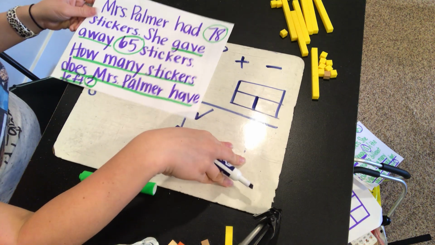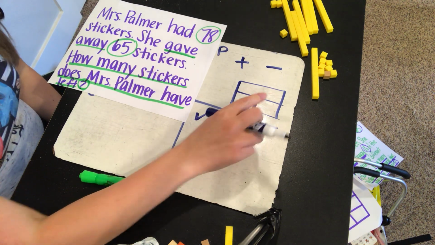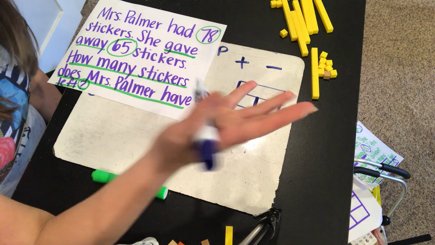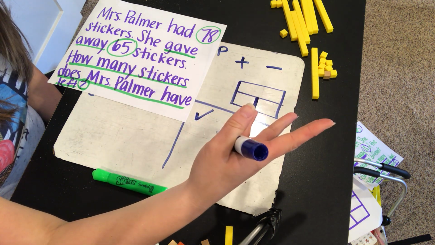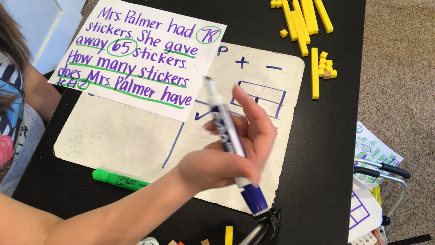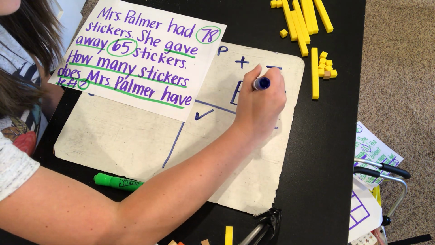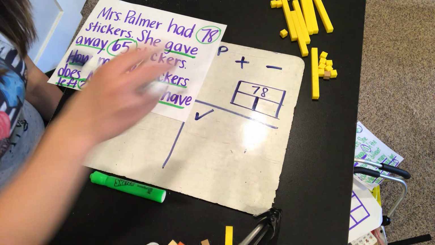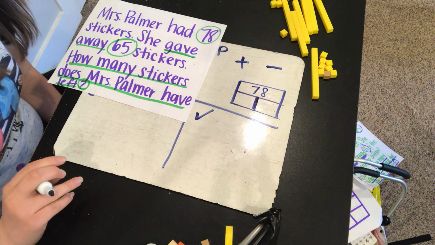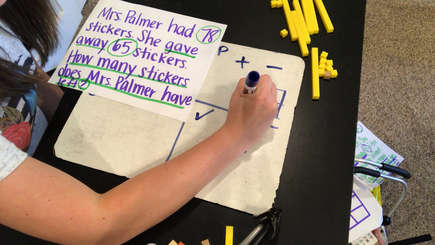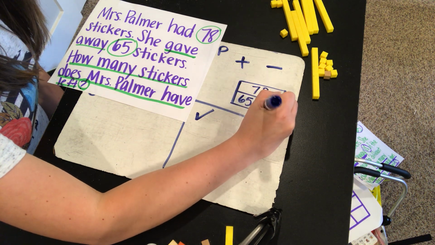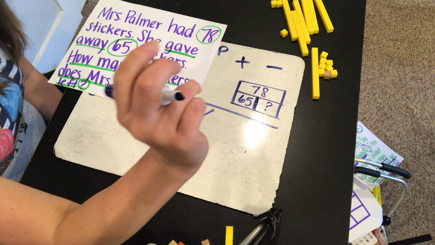Okay, so on your strip diagram, we'll start with the whole. Do we know the whole? Do we know how many total stickers there were? Yes, we know the whole. Mrs. Palmer started with 78 stickers. Then she gave away 65 stickers, so that's one of the parts. Now we have to figure out how many are left.